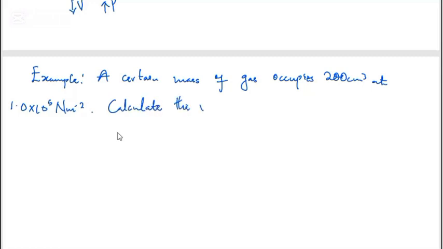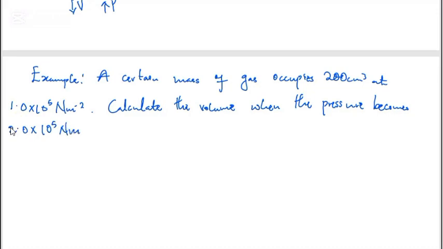the volume when the pressure becomes 2.0 times 10 raised to the power 5 Newton per meter square at constant temperature. So take note, you can see they are telling us that it is at constant temperature. So this is telling you that this is Boyle's law. So what do you do?